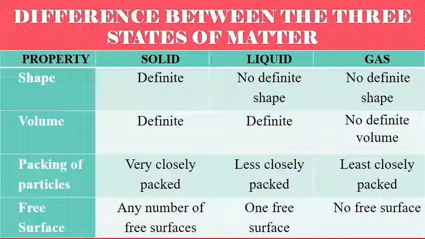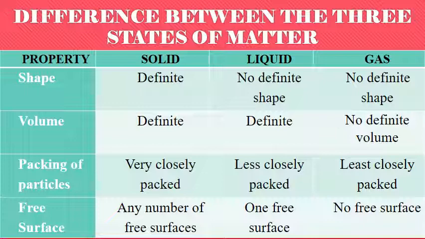Free surface. A solid can have any number of free surfaces. Actually, the number of free surfaces, that's the number of surfaces which you can see in a substance, depends on the shape of the solid. If you take a regular solid like a cube, it has 6 free surfaces. A cuboid also has 6 free surfaces. So it will depend on the shape of the solid.